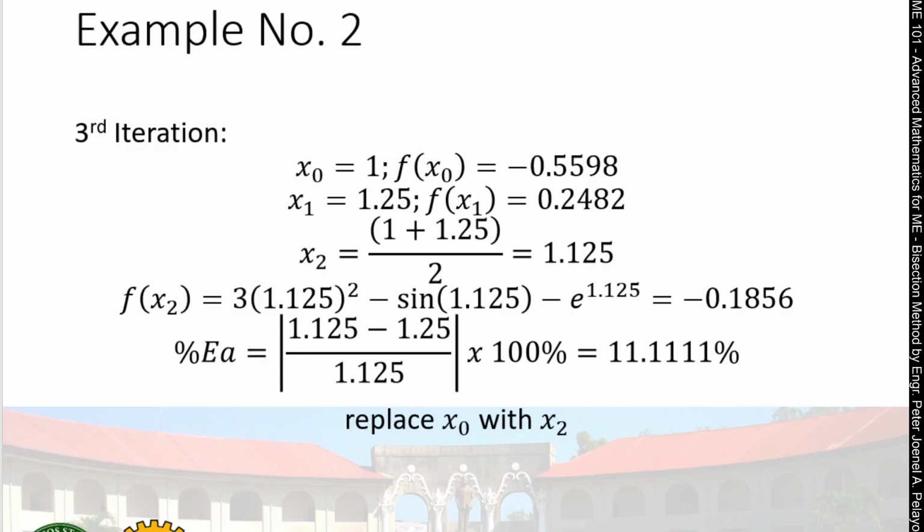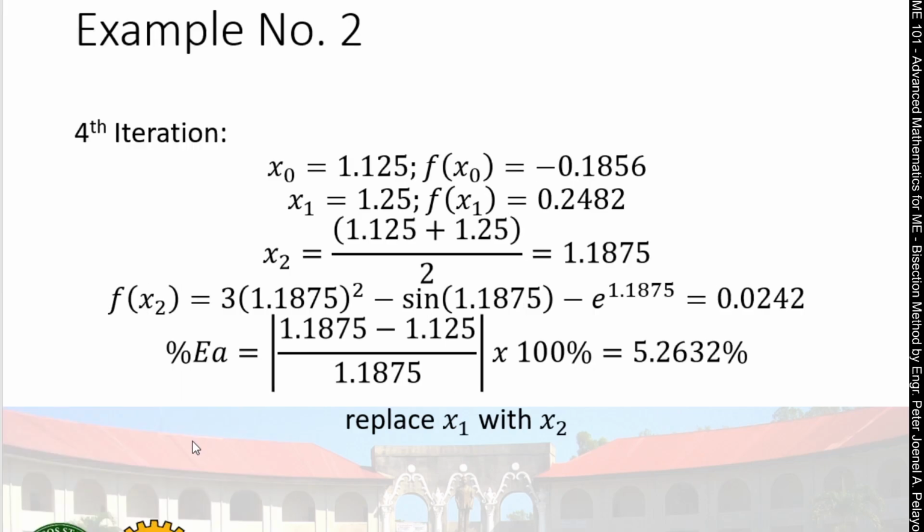So, yan. Now, fourth iteration. Si x0 naging 1.125 na. And then, f of x0 is negative 0.1856. x1 naman natin is 1.25, f of x1 is 0.2482. Hindi siya nag-change.